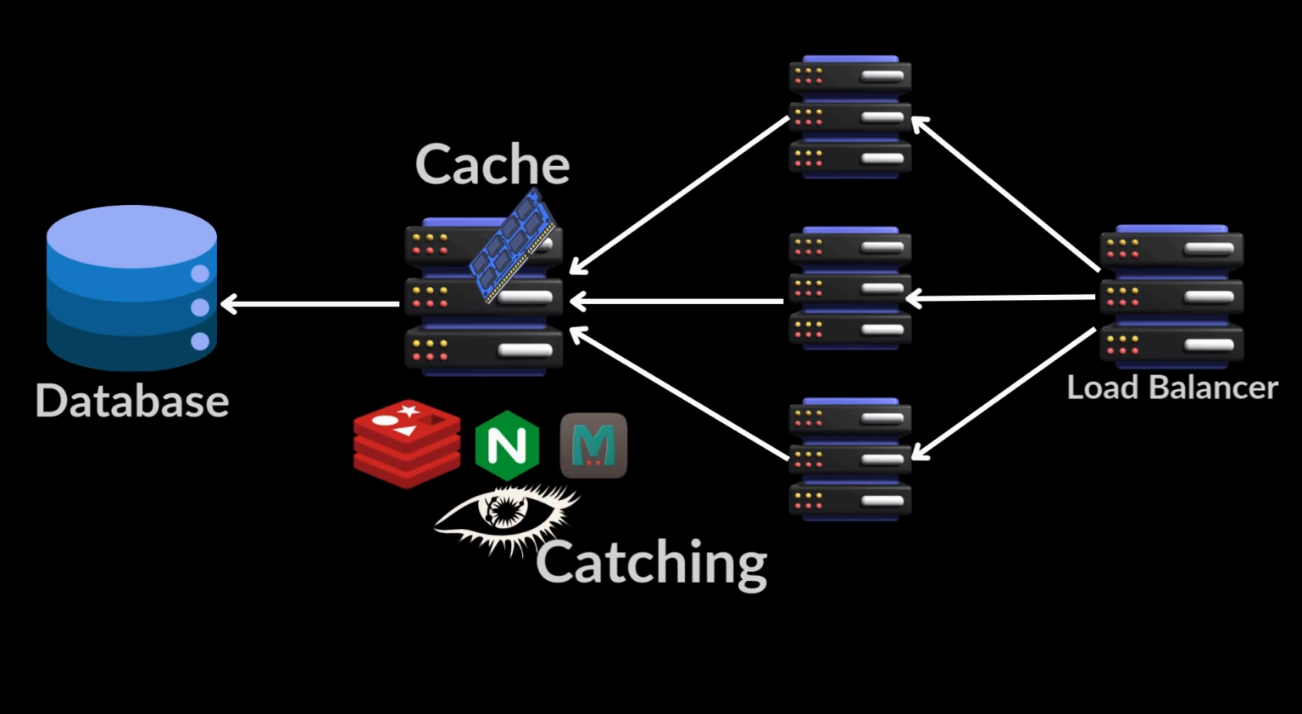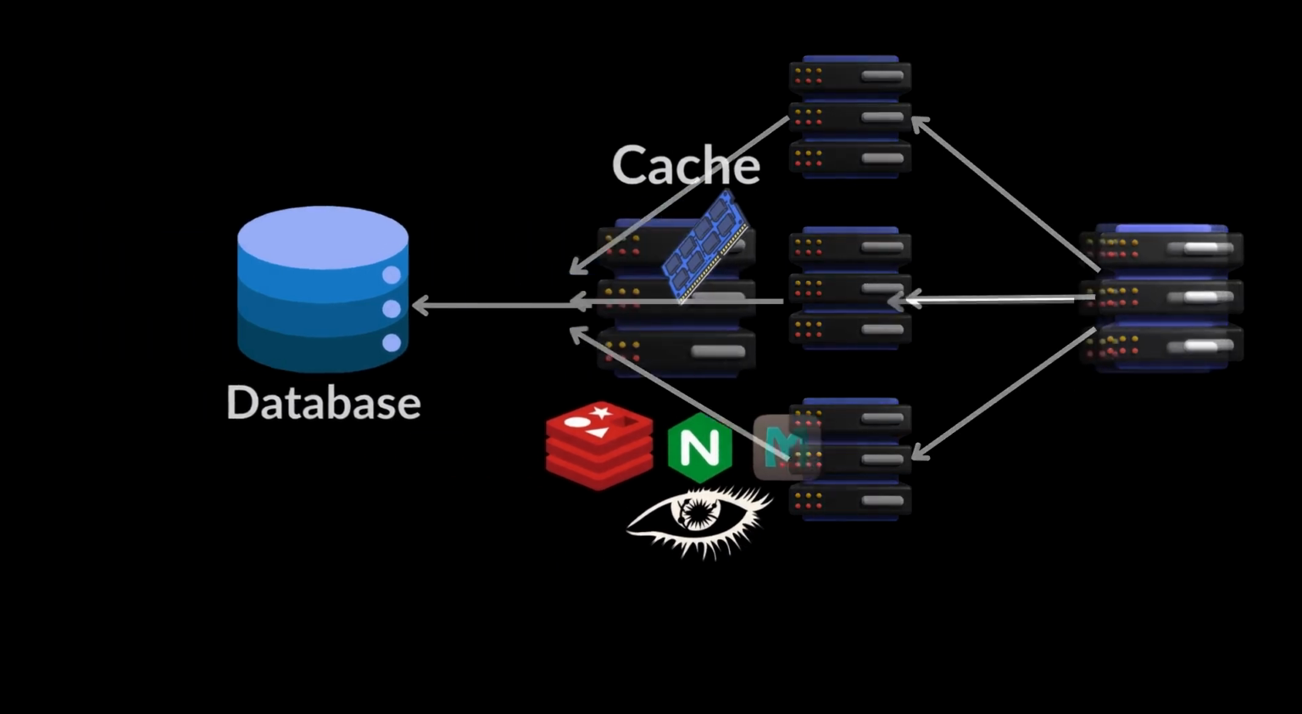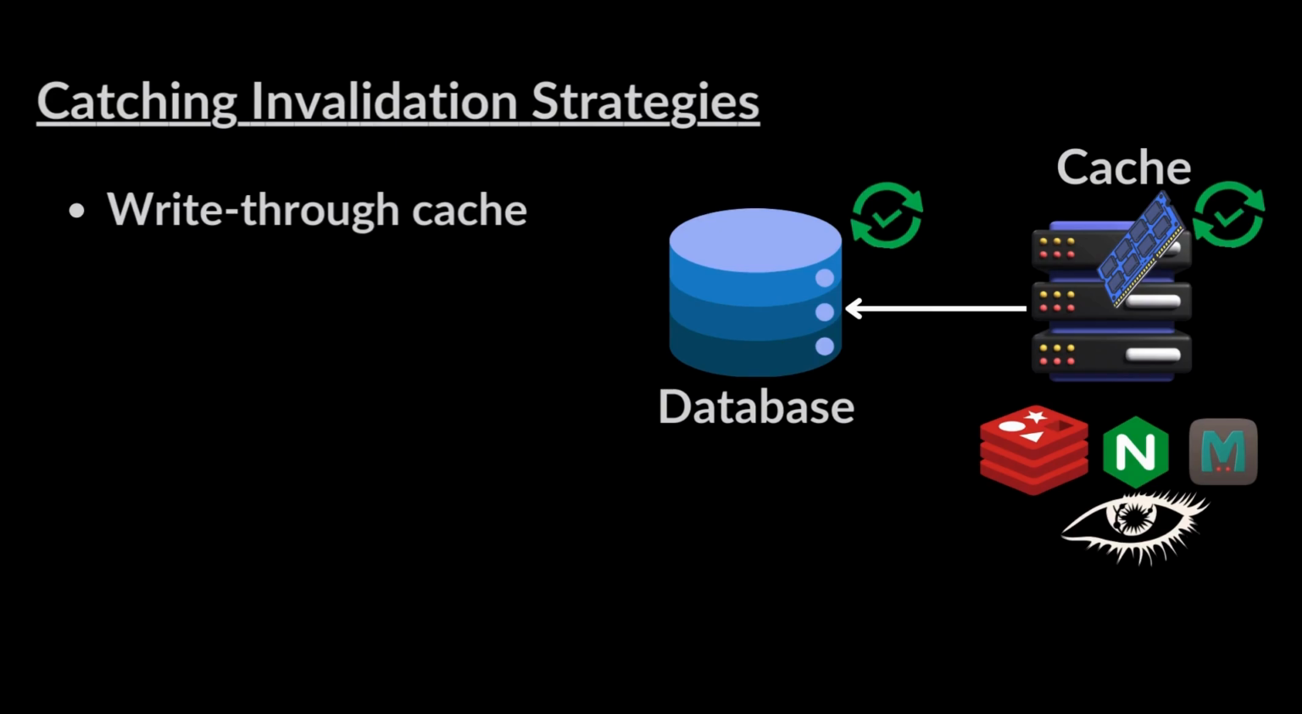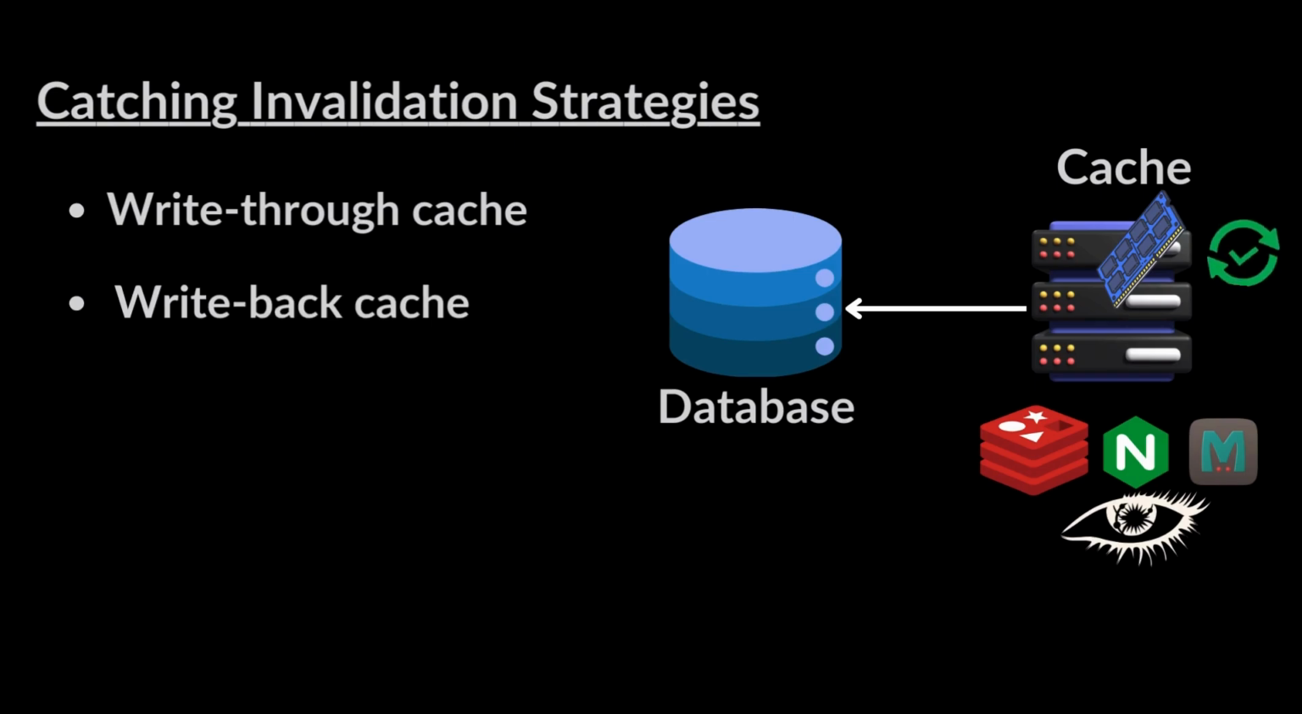To maintain consistency between the cache and database, employ cache invalidation strategies. Two common approaches are write-through cache: update the cache and database simultaneously, ensuring data consistency. Write-back cache: update the cache immediately and synchronize with the database at a later time, optimizing performance.